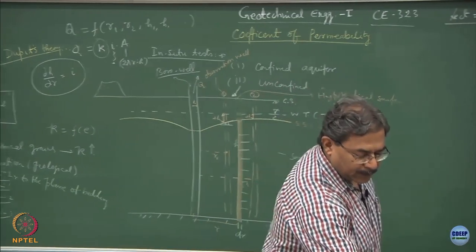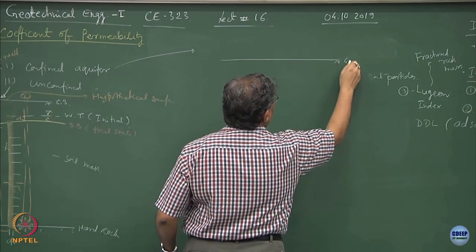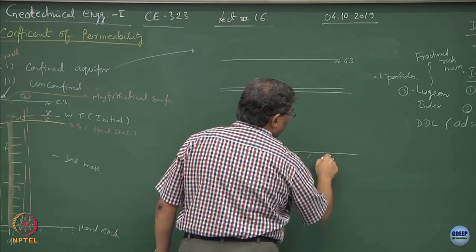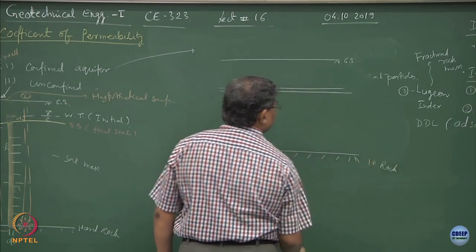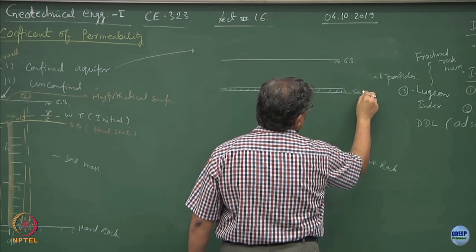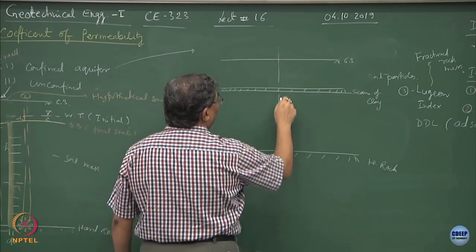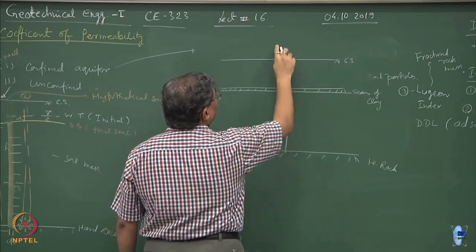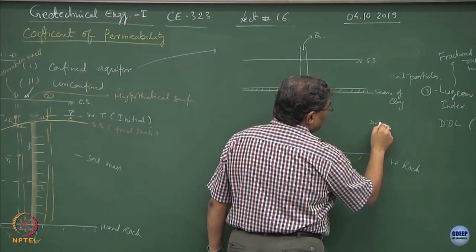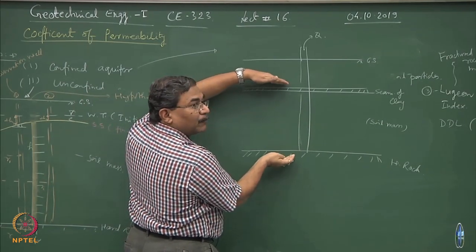Now suppose I introduce a layer of aquifer in this manner. This is the ground surface and this is the layer of the aquifer. This is the hard rock, this is the ground surface, and this happens to be, let us say, a seam of clay. And I am pumping out water. I hope now you realize that this is going to be the soil mass, and what has happened? The soil mass is now constrained between the two impermeable boundaries, 1 and 2.